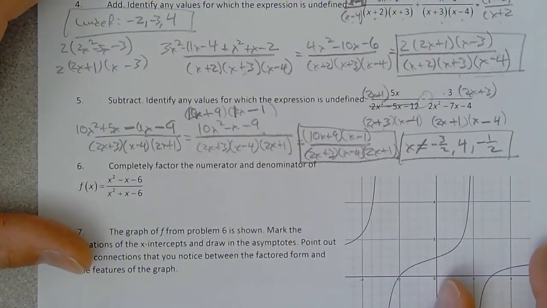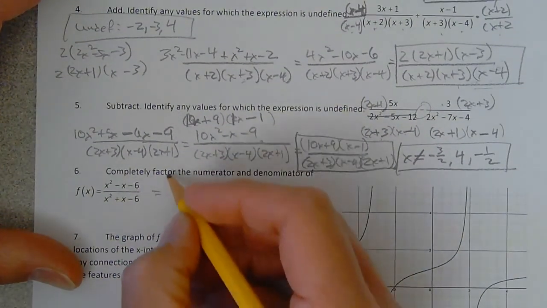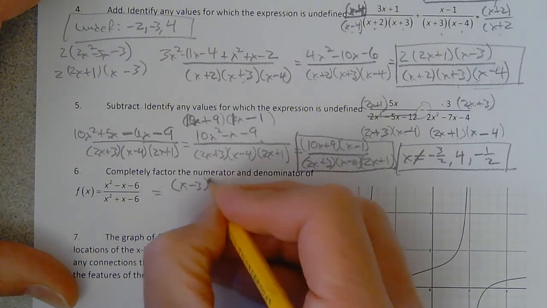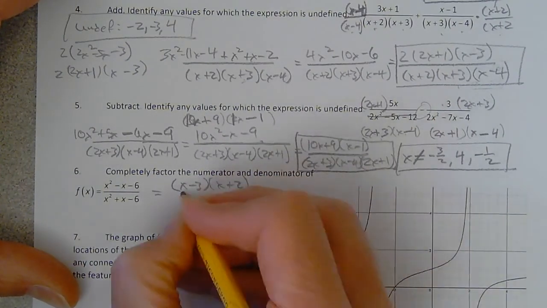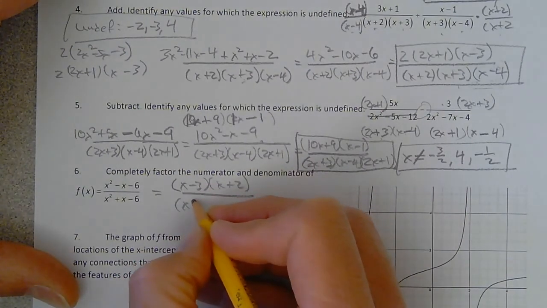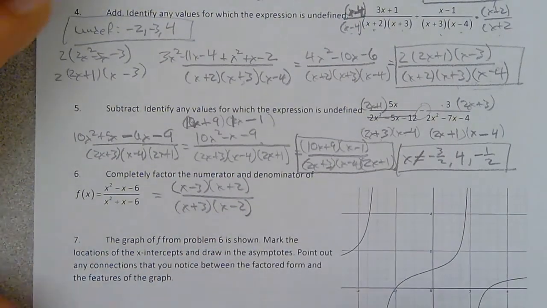Okay, completely factor the numerator and denominator of this. Okay, well that will give me an x minus 3 and x plus 2 when I factor that one. This one will give me an x plus 3 and an x minus 2.